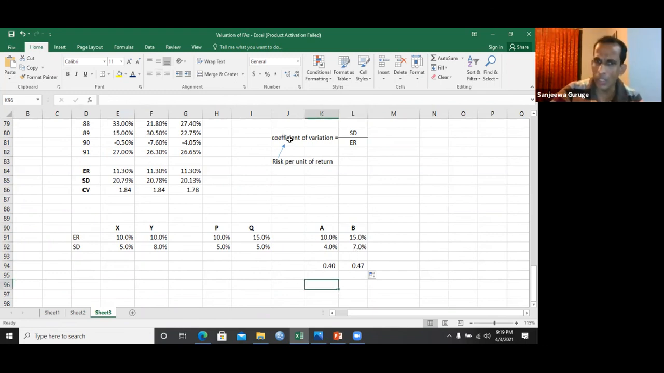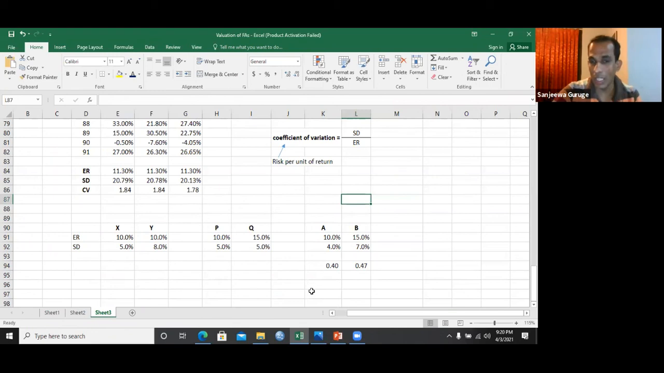Therefore, this coefficient of variation is useful for us to identify what is the asset that will generate relatively higher return for the risk we take. In other words, what is the risk we have to take to earn a certain level of return? So the coefficient of variation provides useful information, but that doesn't mean all the investors will select that one, right? The investment decision is purely based on the risk appetite.